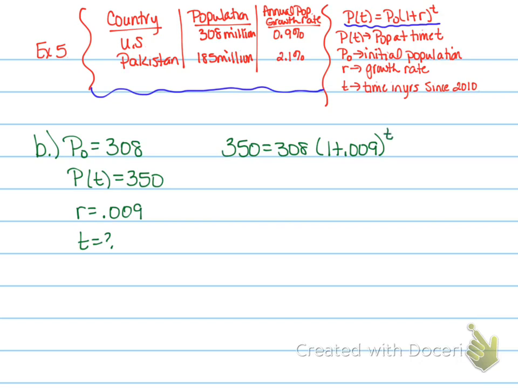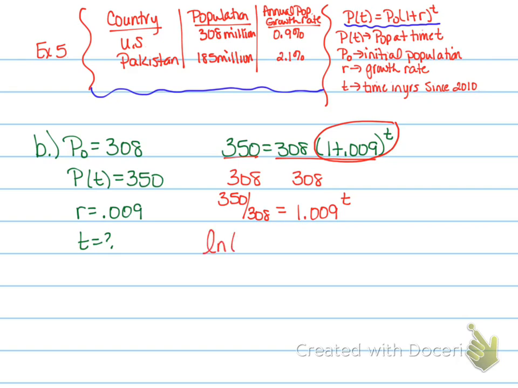Well, I'm after t. t's in the exponent. So this goes back to what we did at the very beginning here, 3.4. We need to get the exponential expression by itself. So let's move this 308 over. And so I'm just going to keep this as 350 divided by 308 equals, I'm going to go ahead and add the 1 plus the 0.009, and it's raised to the t. And then the next step, remember, was to log both sides. So the natural log of 350 over 308 equals the natural log of 1.009 raised to the t.